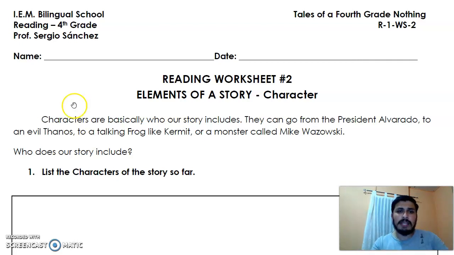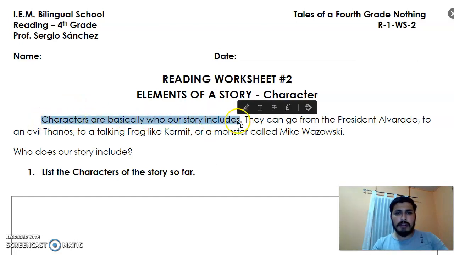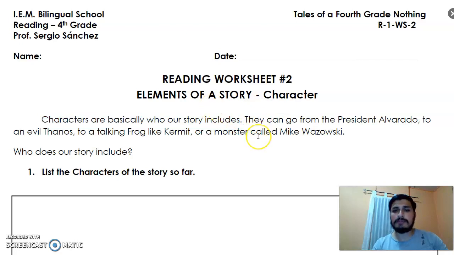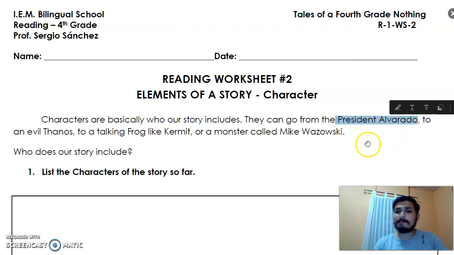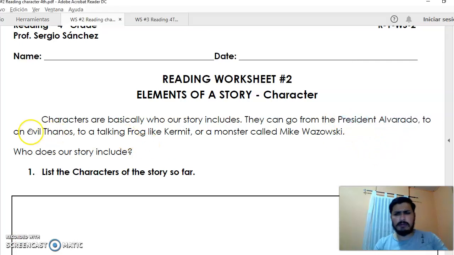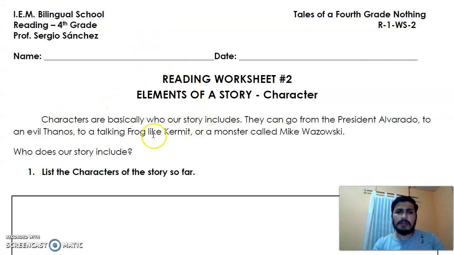So let's find out. Here, in this practice that I sent you, characters are basically who our story includes. They can go from, for example, President Alvarado, we can include him, to an evil Thanos from the Avengers. Or we can include a talking frog like Kermit, or a monster called Mike Wazowski from Monsters Inc. I think you know him, either from Monsters Inc., from videos, or from the memes.